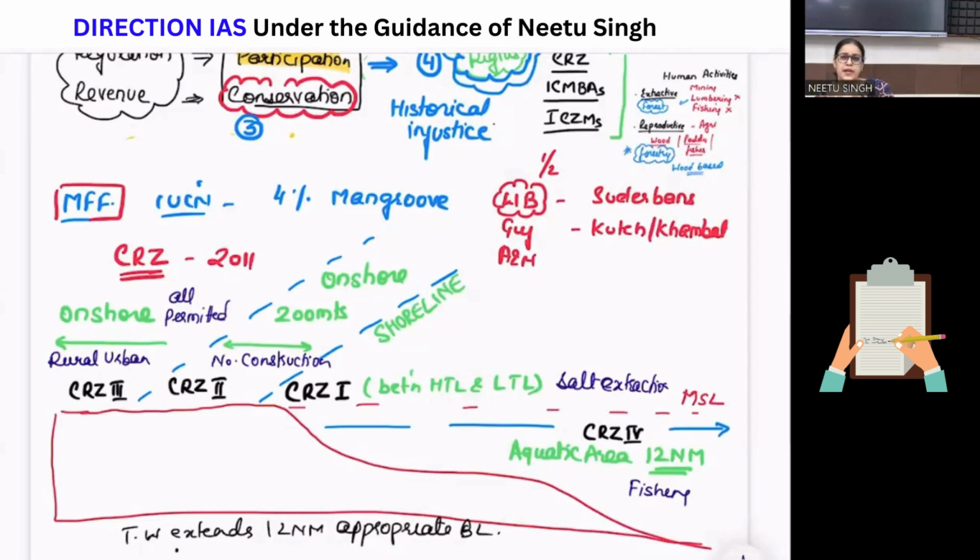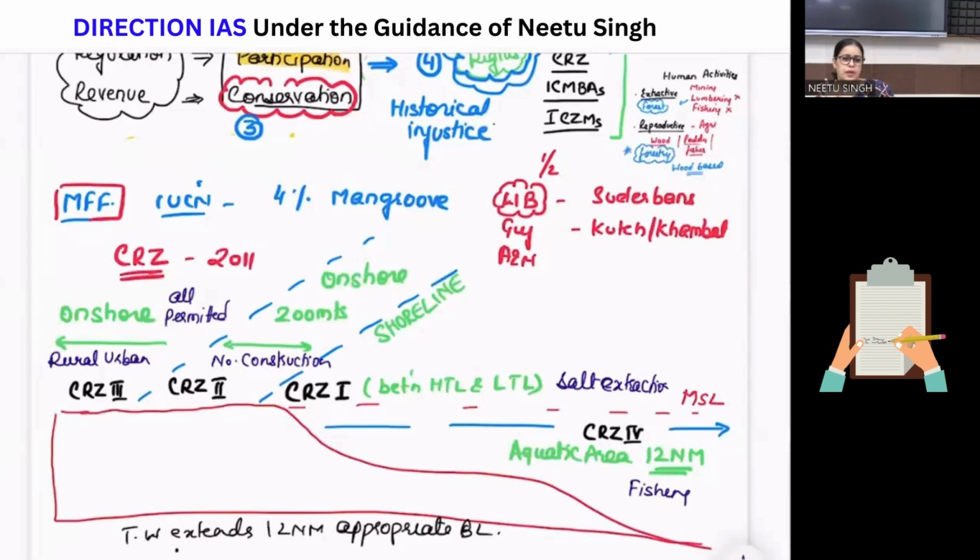CRZ1 is the intertidal zone. Mean sea level is the mean of high and low tidal. CRZ2 is onshore till 200 meters, where any construction is prohibited. It should be left natural. Beyond 200 meters is CRZ3, where every type of activity is permitted, provided it is not a protected area. And the aquatic area is 12 nautical miles. If you have taken it, please give me the go ahead.